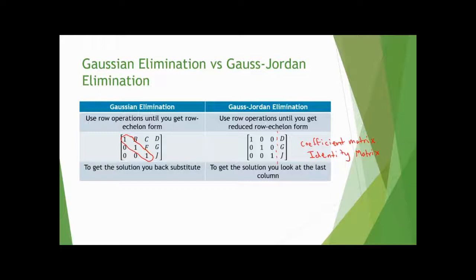For Gaussian elimination, you have to do back substitution to find your answers. With Gauss-Jordan elimination, all you have to do is look at the last column, and that's telling you your answers. So whichever one you use, it's up to you. You can use either one. When I did matrices by hand, I always did Gauss-Jordan elimination because I like to just read the numbers off on the side. But whichever one you do is up to you.